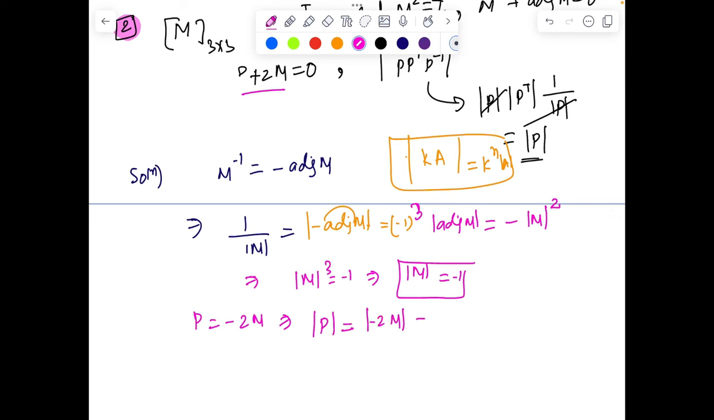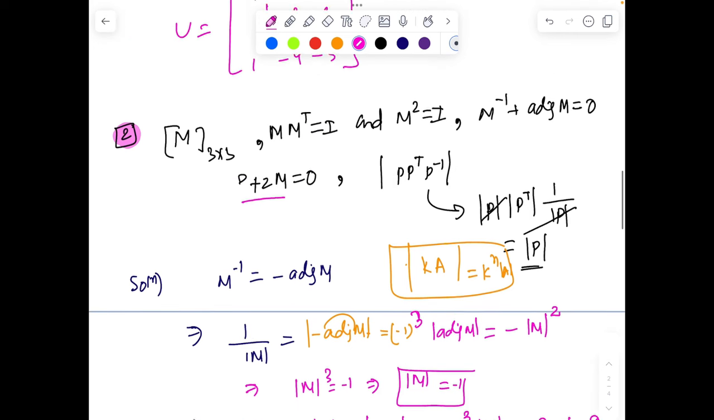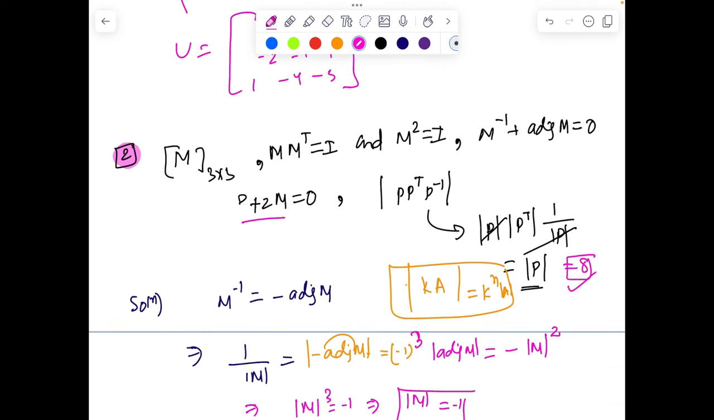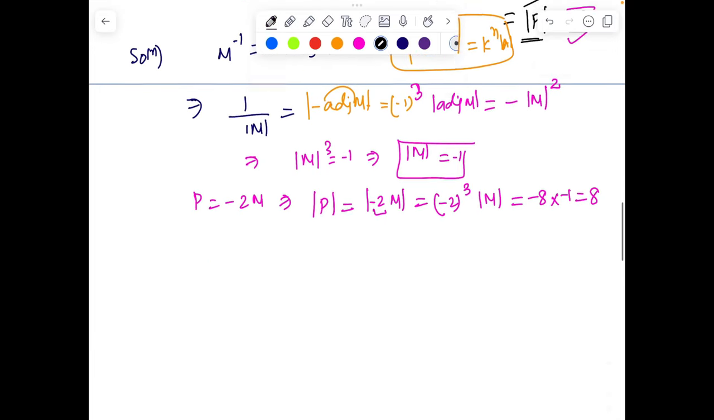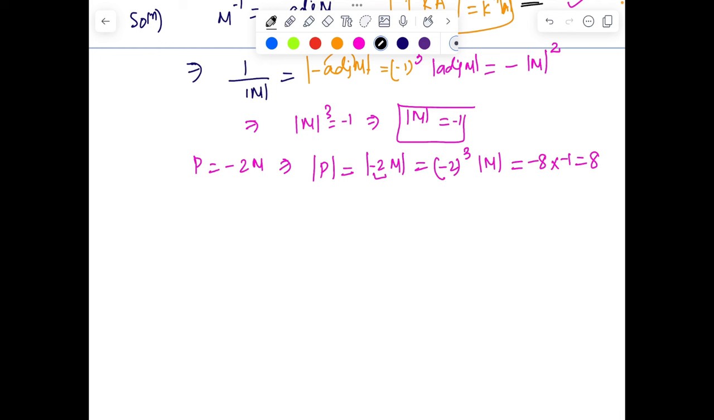Right. Now what is P? Since P is already minus 2M, from here we get det of P is going to be det of minus 2M. Now again, k times a matrix, k will come out as many times as the number of rows, so minus 2 cube times det of M. So it's minus 8, and det of M is minus 1, so we have 8. Hence the answer for this problem is 8. So it was an easy question, but the point was how to relate the ideas.